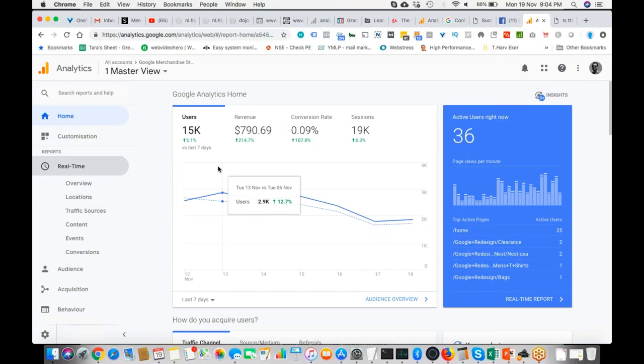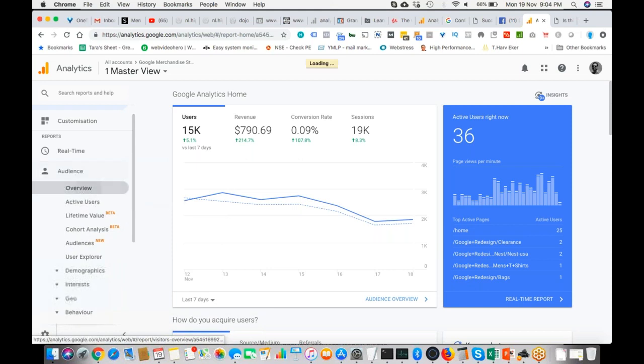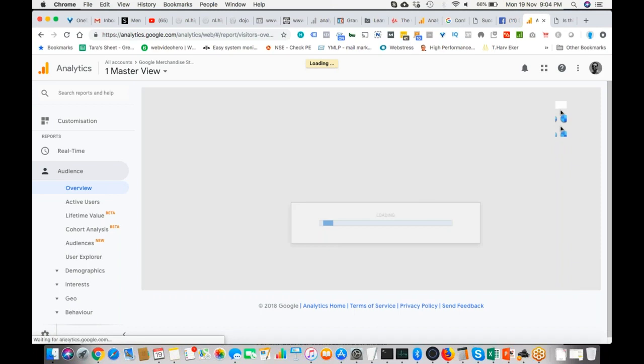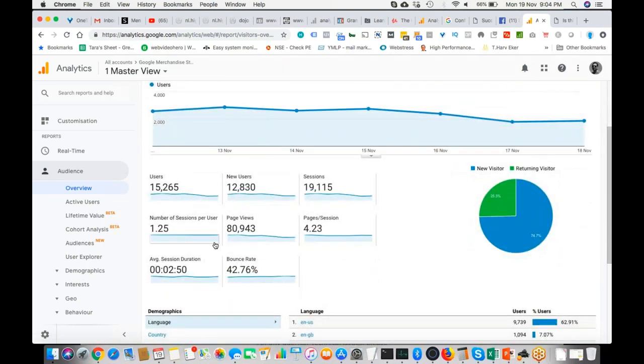Now, if you go to the audience report and open the overview, this is for the last 7 days of data. By default, it shows you the last 7 days. If I ask you what is the size of your online audience, you can say 15,265 users for the last 7 days. What is the number of visits on your website? 19,000 plus.